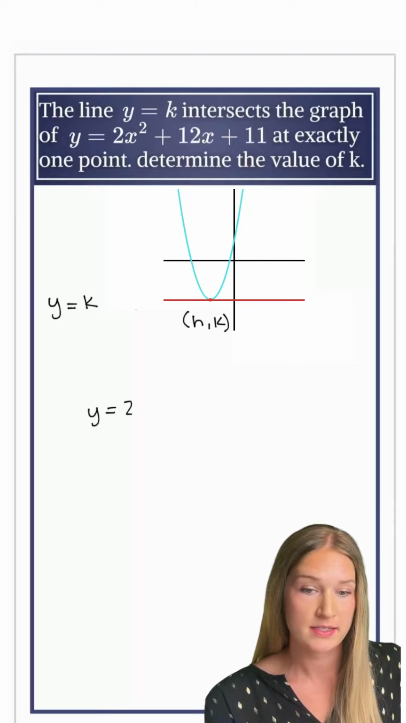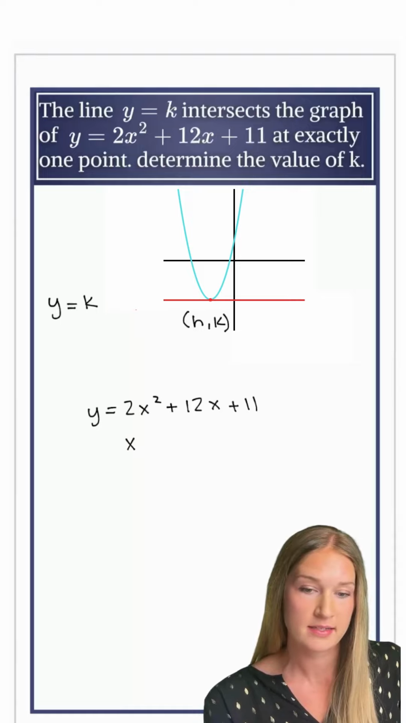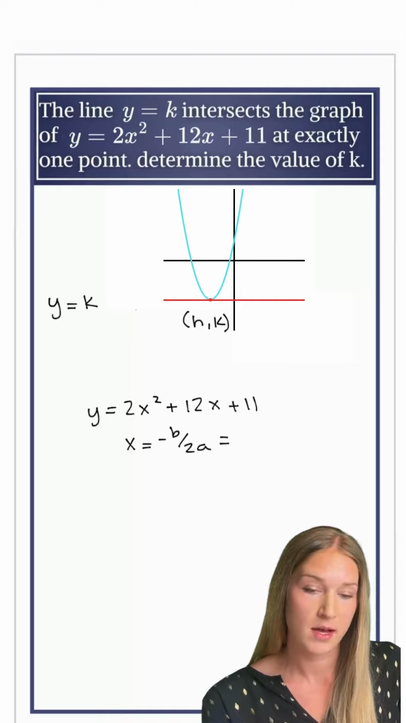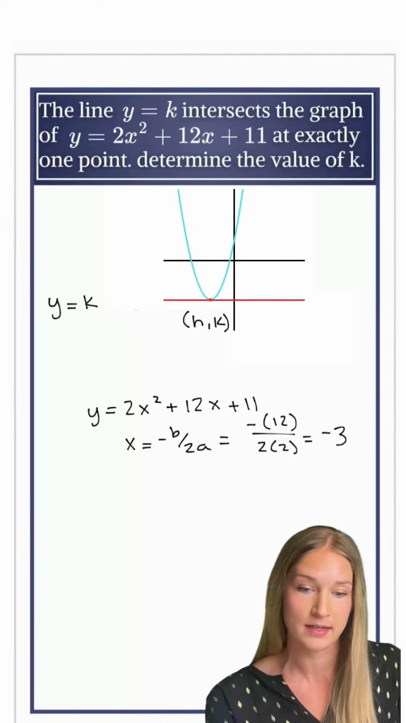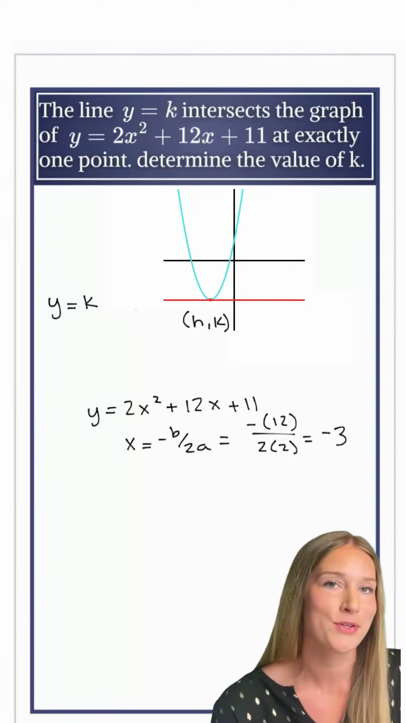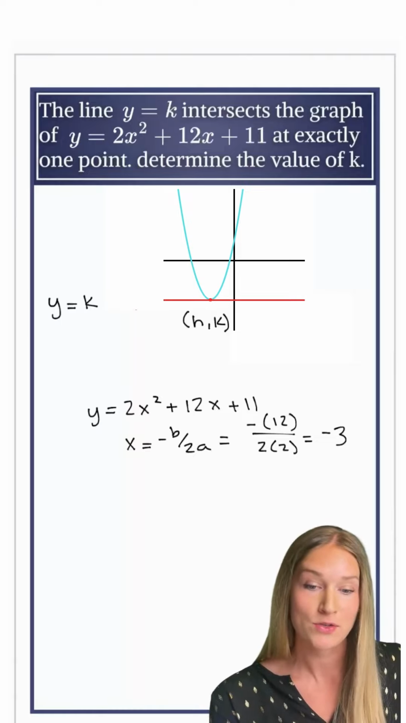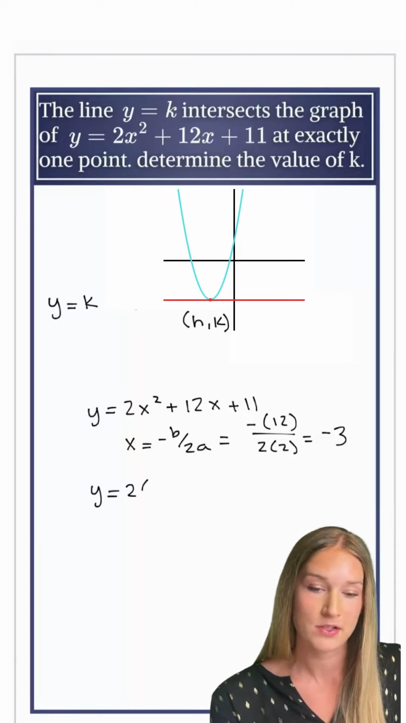Because my equation is in standard form, I'm going to start by finding my axis of symmetry. The equation for my axis of symmetry is x equals negative b over 2a. My b is 12, so negative 12 over 2 times my a, which is 2. Negative 12 over 4 gives me an x value of negative 3. So this is the x value, but remember I want the y value of my vertex. So I'm going to plug that x value back in to figure out what y value corresponds with it.